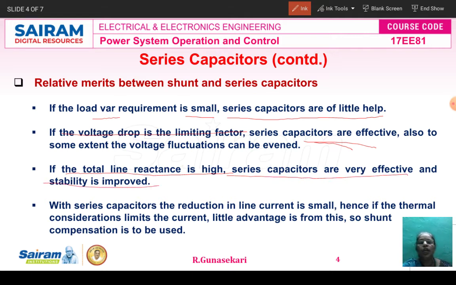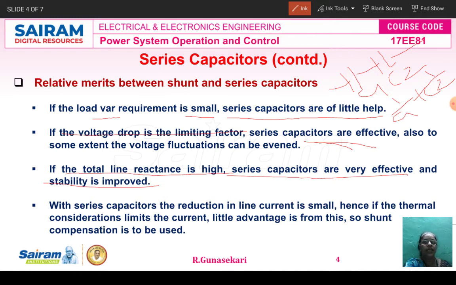Then if the total line reactance is high, the series capacitor is very effective and the stability is improved. You already know about capacitors. For example, if the capacitors are connected in series, this is C1, this is C2, then the equivalent is 1 by C1 plus 1 by C2. So the capacitive value reduces, and therefore the stability improves and the total line reactance is also high.